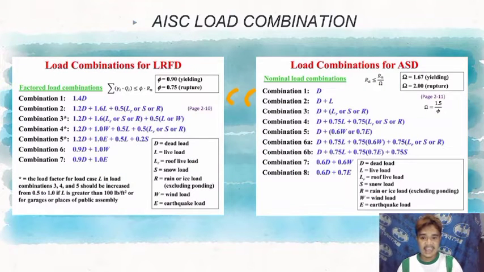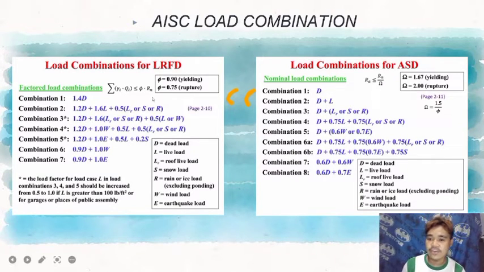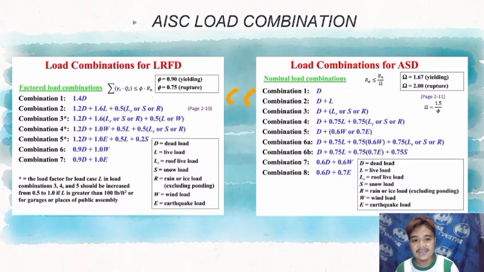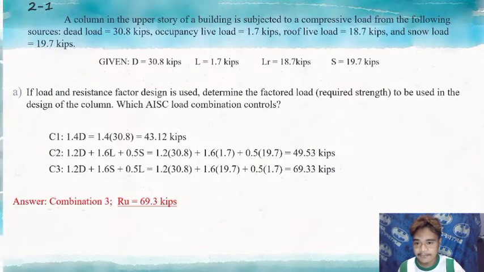Here is the AISC load combination, which AISC stands for American Institute for Steel Construction. And here are our load combinations for LRFD and load combinations for ASD, where LRFD stands for Load and Resistance Factor Design, and ASD stands for Allowable Strength Design.